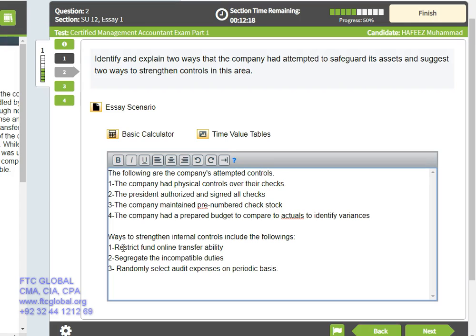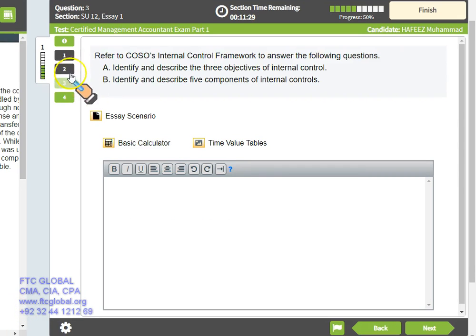Alright, so question 2 is done. Now we can move on to question number 3 by simply clicking 3. Question 3 says, refer to the COSO internal control framework to answer the following questions. A. Identify and describe the 3 objectives of internal control. Those of you who have read the COSO internal control framework will immediately recall the exact wordings for the 3 objectives of internal control.